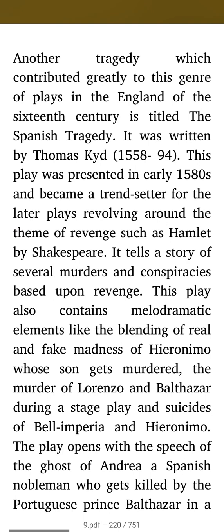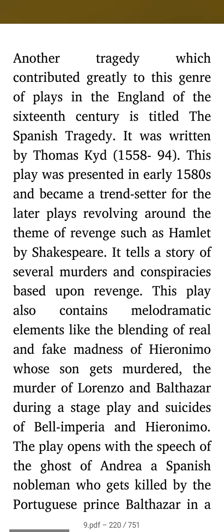Another tragedy which contributed greatly to this genre of plays in England of the 16th century was The Spanish Tragedy. It was written by Thomas Kyd, and this play was presented in the early 1580s and became a trendsetter for the later plays revolving around the theme of revenge, such as Hamlet by Shakespeare. It tells the story of several murders and conspiracies based upon revenge.